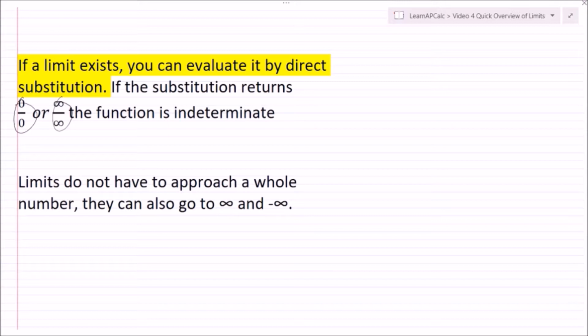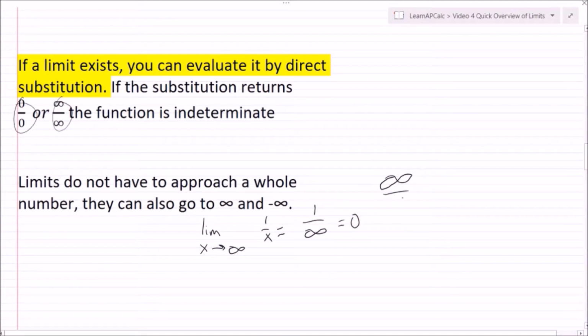Note that limits do not have to approach a whole number. They can also go to infinity and minus infinity. So I could say limit as x goes to infinity of 1 over x, and this would be something acceptable. Note that any number over infinity is going to equal 0, and infinity over any whole number equals infinity. So just something to keep in mind. Limits can also go to infinity, so if I had limit as x goes to infinity of x squared, direct substitution, infinity squared, we're just going to get infinity.